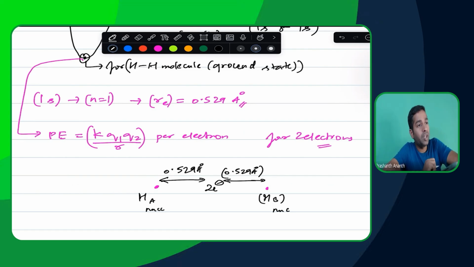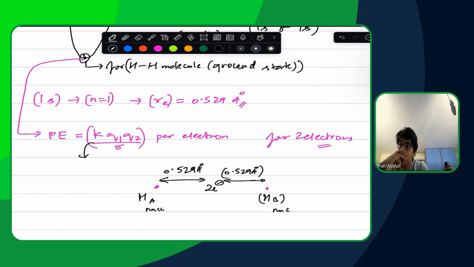So if this is going to be the case, what will be happening now? It'll be KQ1Q2 by 2 into 0.529. Right? So go for it now. How should you proceed? The 2 by 2 cancels, and we have KQ1Q2 by R over here. In that R there, we will end up having 2A naught.